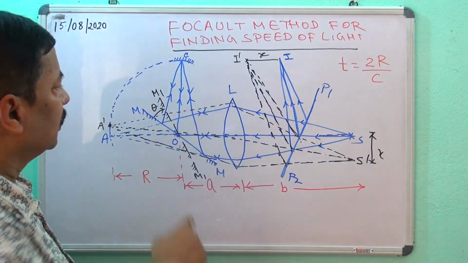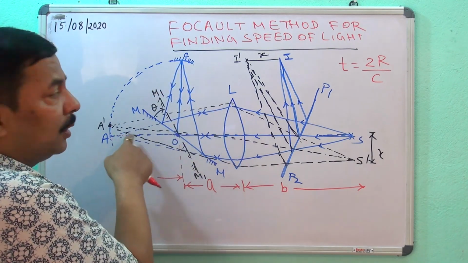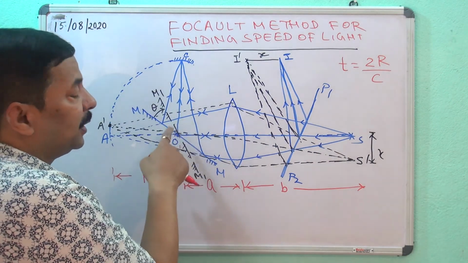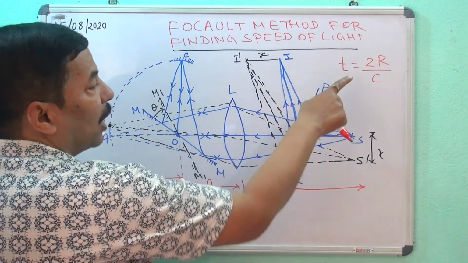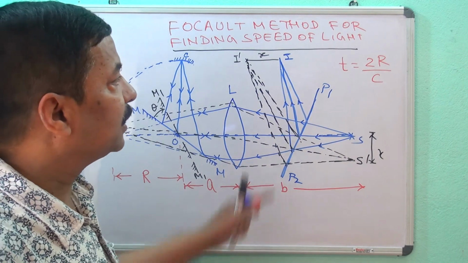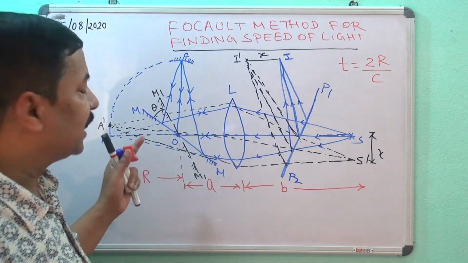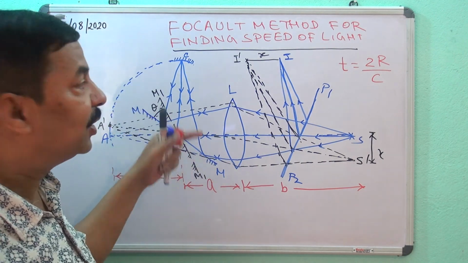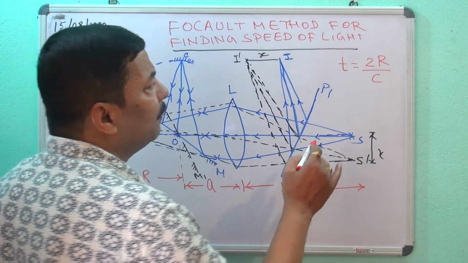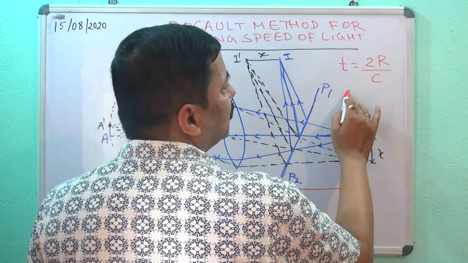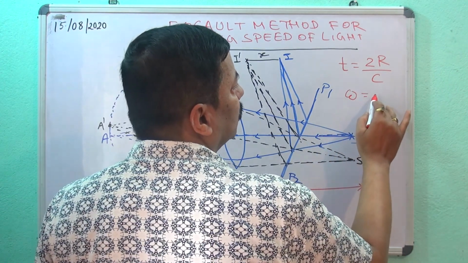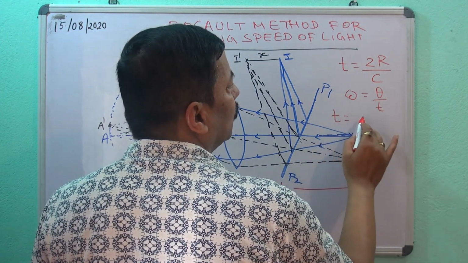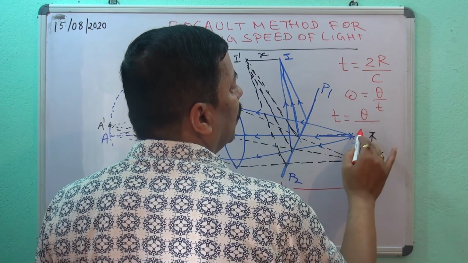Why this time? This distance is R, so the total distance is 2R, and by the speed of light, which I have considered as C, it is 2R by C. This is the time. And in the same time, the mirror has rotated by an angle theta. So what we can say, angular speed omega is equal to theta by T. So T is equal to theta by omega.